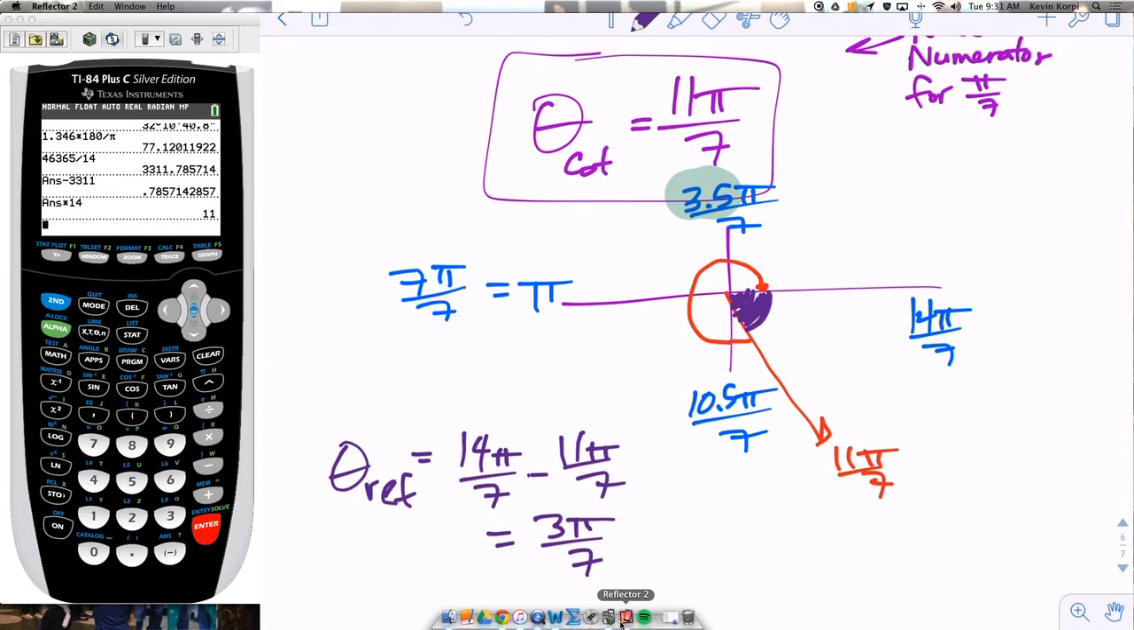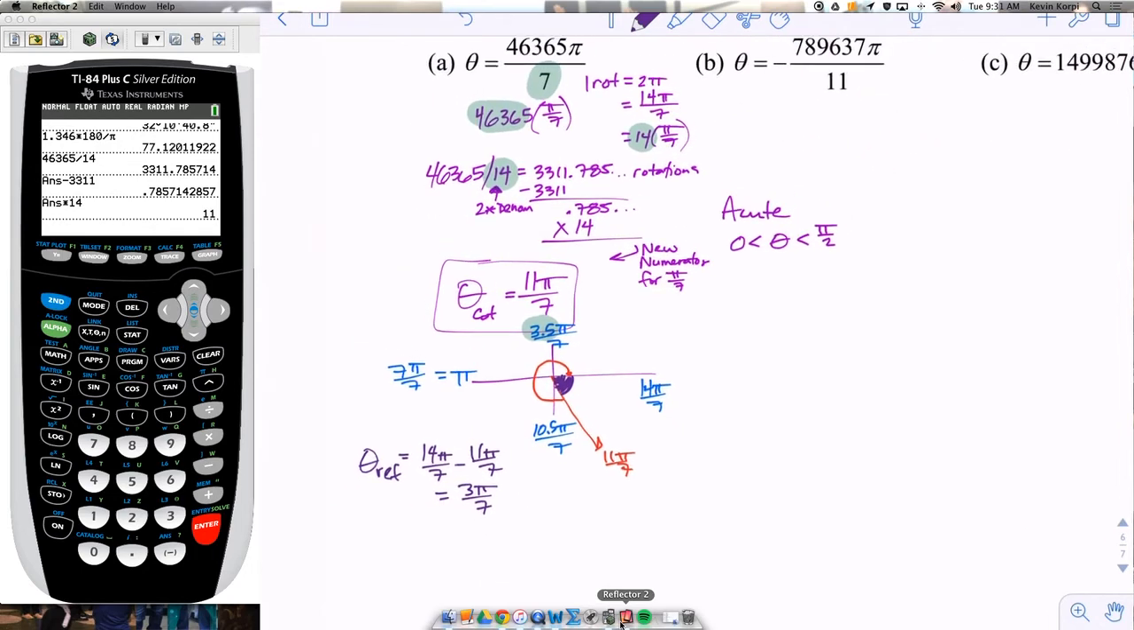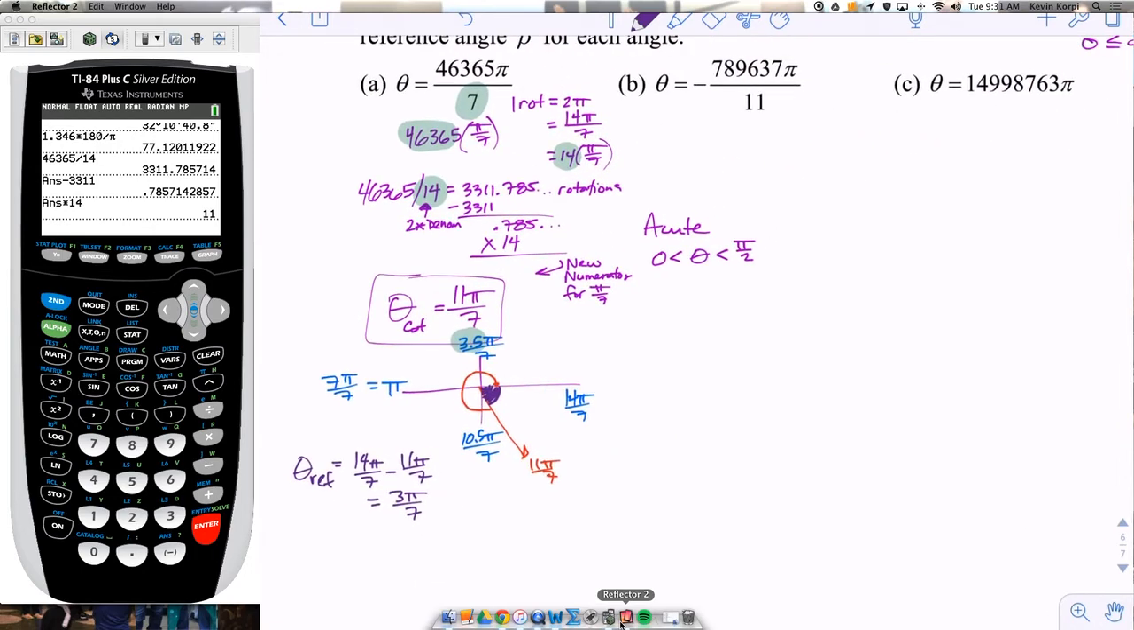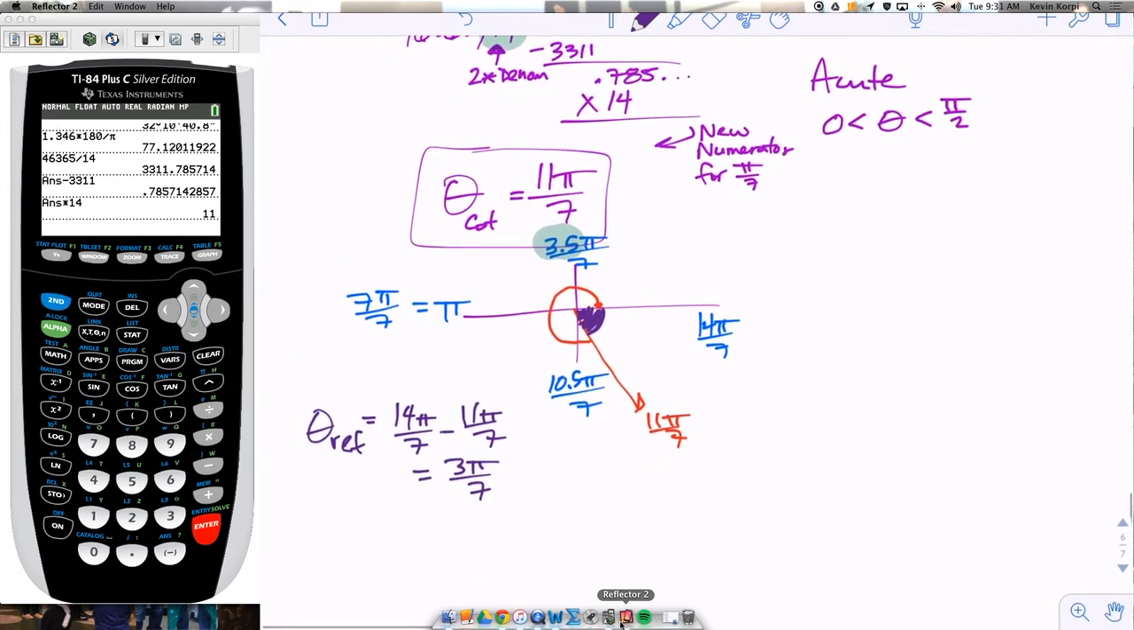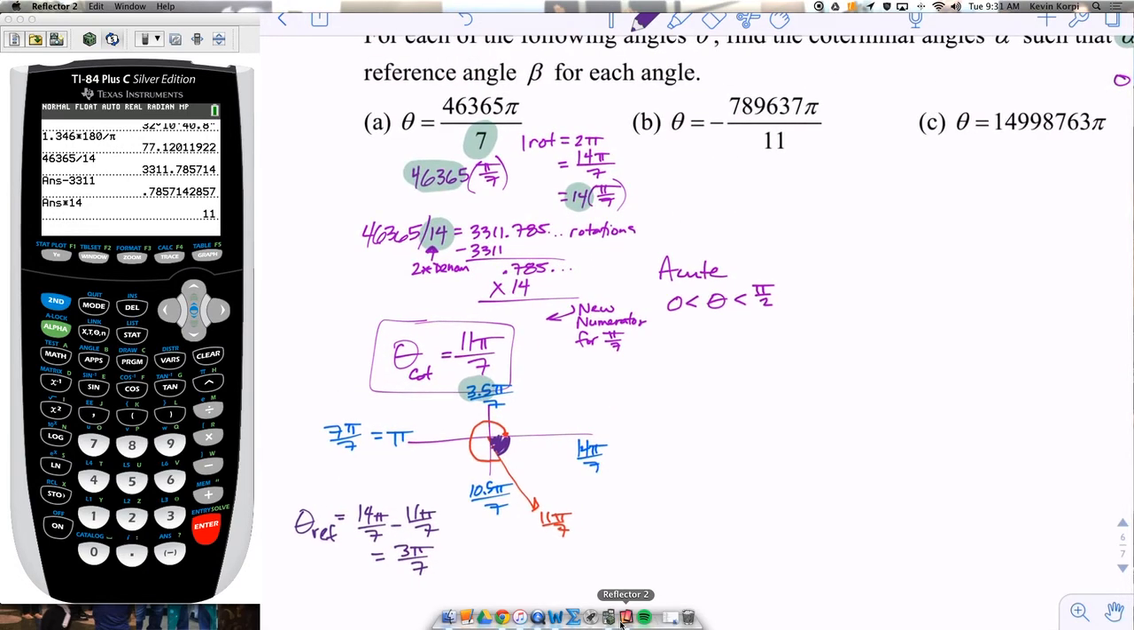So 11 pi sevenths and that first angle we started with, they're not the same angle, but they terminate at the same place. And they have the exact same reference angle, 3 pi sevenths. Okay, you got that process down? Kind of fun. Kind of fun. All right, let's do another one.